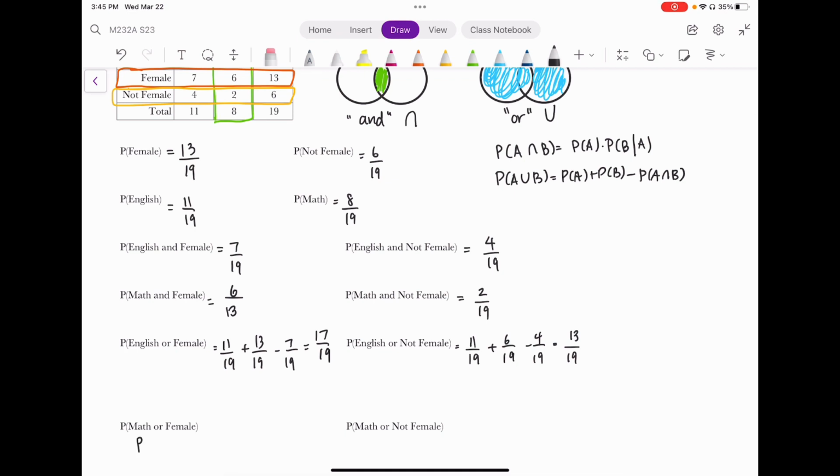The probability of math or female is equal to 8 out of 19 plus 13 out of 19 minus the 6 out of 19 they had in common, which is 15 out of 19. And then math or not female was math, 8 out of 19, plus not female, which was 6 out of 19, minus the 2 they had in common, which was 12 out of 19.